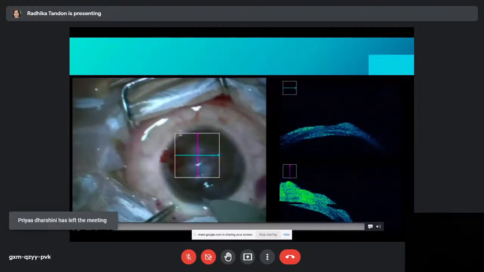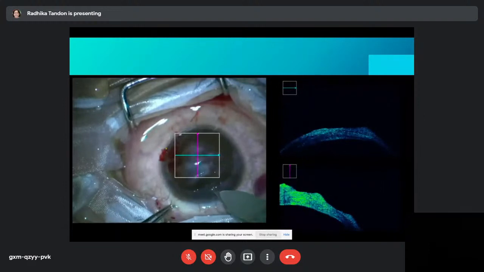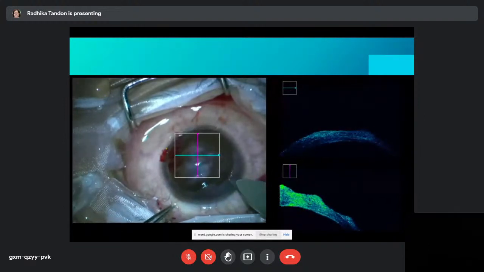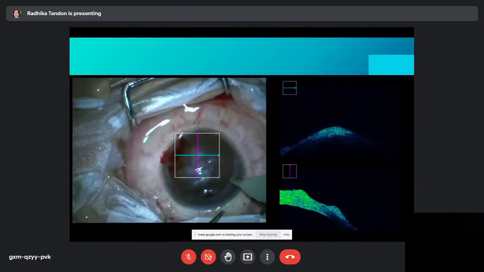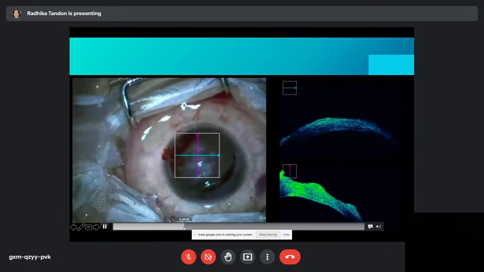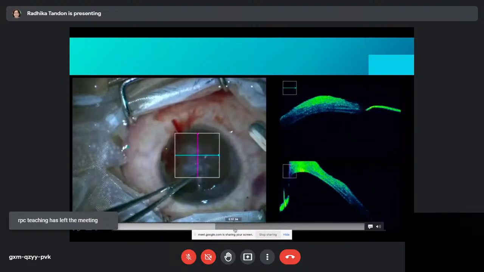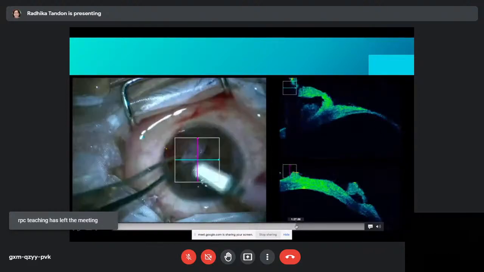This is another example of a Salzmann nodular degeneration. Here the lesions were much deeper. After peeling off, there was a deeper opacity, and therefore further manual dissection had to be done to remove deeper layers of the cornea. And then after removing it, once one is satisfied that one has reached the required clarity, then one can apply the tissue.